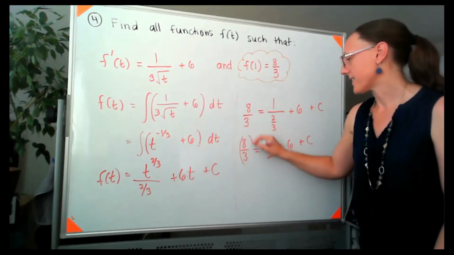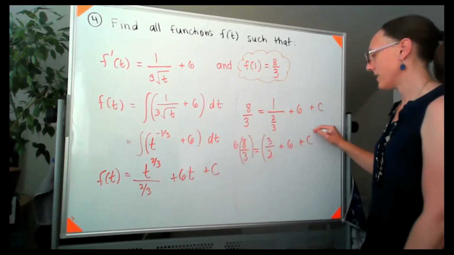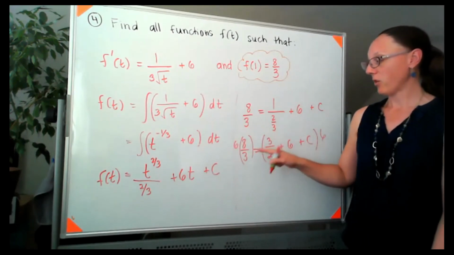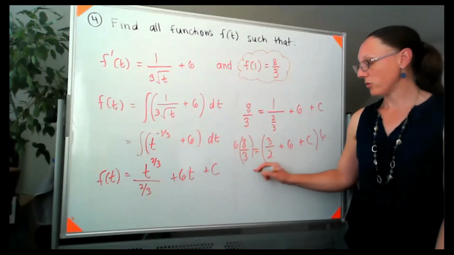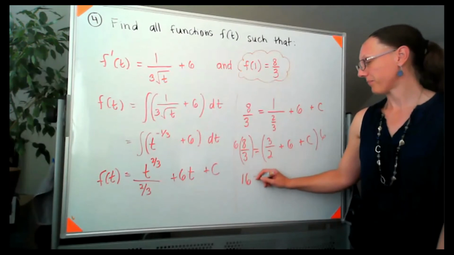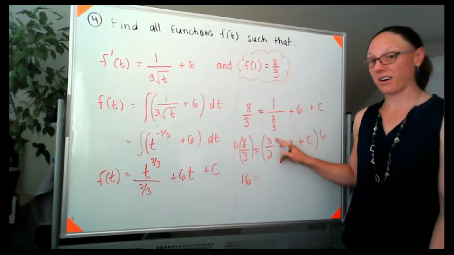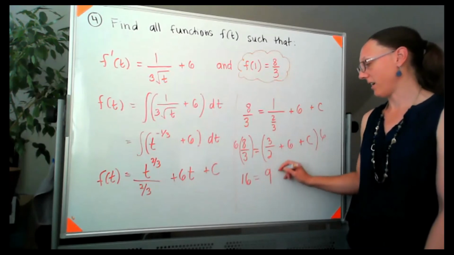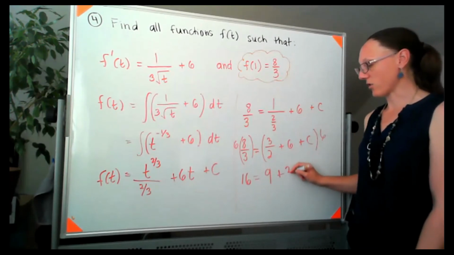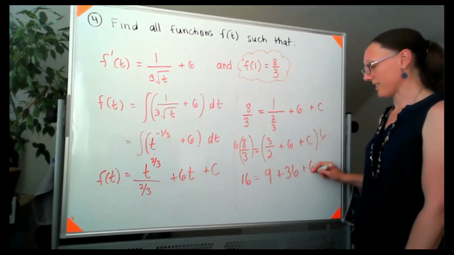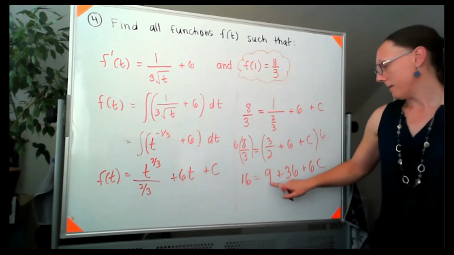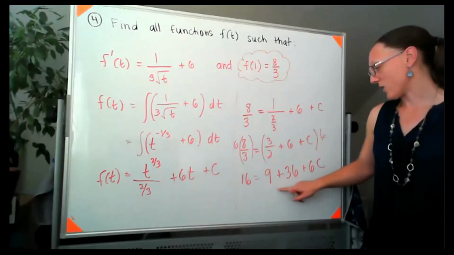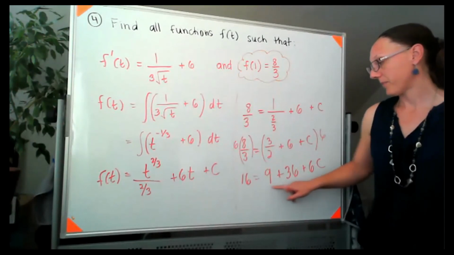So if I multiply this side by 6 and this side by 6, over here, the 6/3 would leave me with 2. 2 times 8 is 16. When I distribute the 6 in here, 6/2 is going to give me a 3. 3 times 3, I've got 9. 6 times 6 is 36. And then I'd have plus 6c. So if I combine all these numbers together, 9 plus 36 is 45.